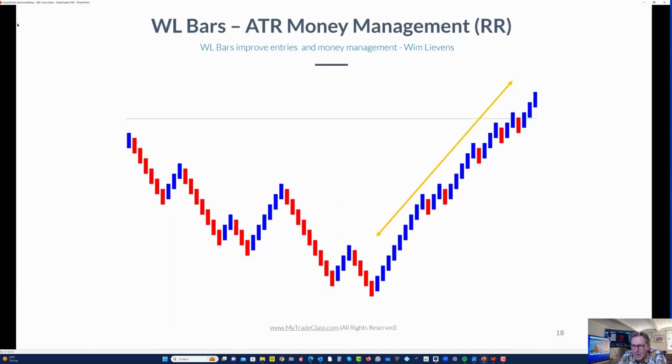Now, why, and this is not only for this strategy, since I've been trading with WL bars, my results are substantially better. And why is this? Not because I see better setups than before, because I've been trading the same setups for many, many years. It's just because the money management with this is better. And this is just an example, and you can do this on any chart.